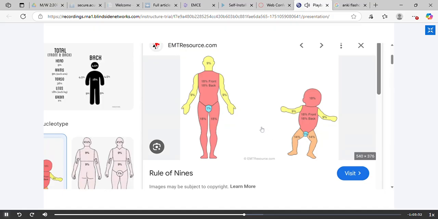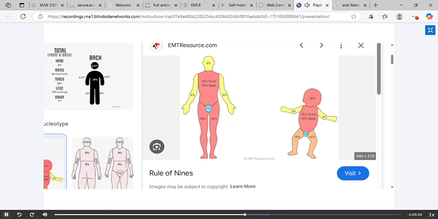It's always 1%. It's a very important 1% though, because if there's any burn to the groin, that is an automatic transport to a burn center. Automatic transport to a burn center. It doesn't matter who, what, when, where, or how. If it's a burn to the groin, they're going to a trauma burn center.